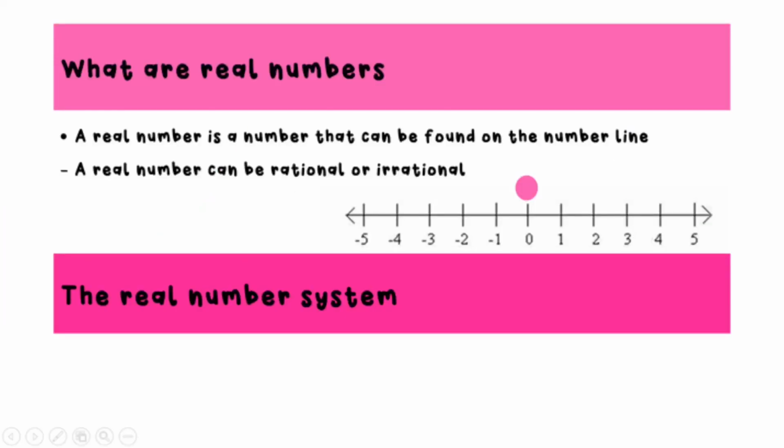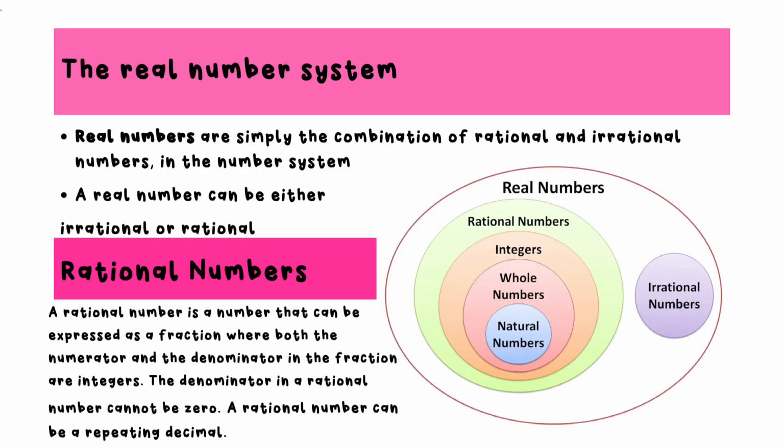So what are real numbers? A real number is a number that can be found on the number line. A real number can be either rational or irrational. I'm going to be introducing the real number system. Real numbers are simply the combination of rational and irrational numbers in the number system. As said, a number can be either irrational or rational.